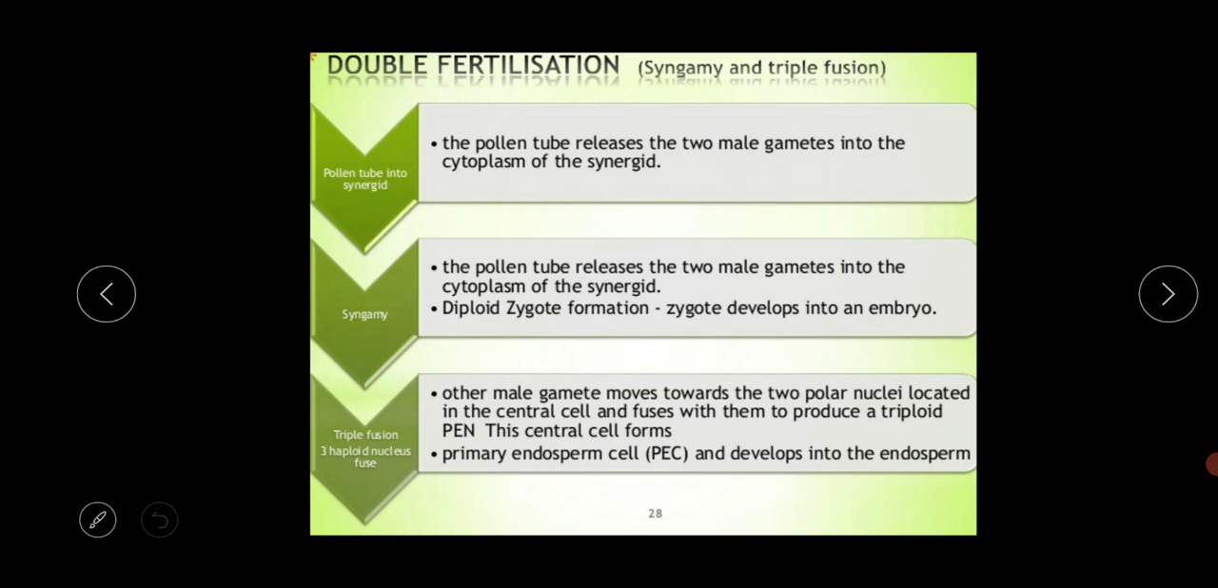This is the pathway of the double fertilization process, and during your exam, just write it down in this way, then you will get full marks. What is the meaning of double fertilization? In this case, the pollen tube releases the two male gametes into the cytoplasm of the synergid. And from where are we getting these two male gametes? By the mitotic division of the generative cell.